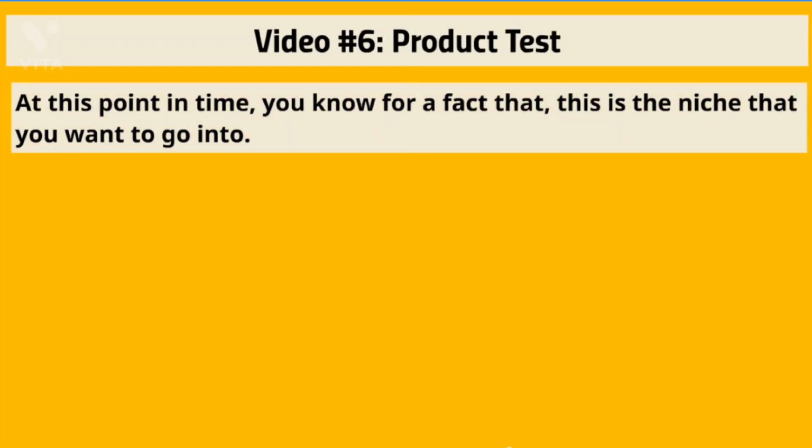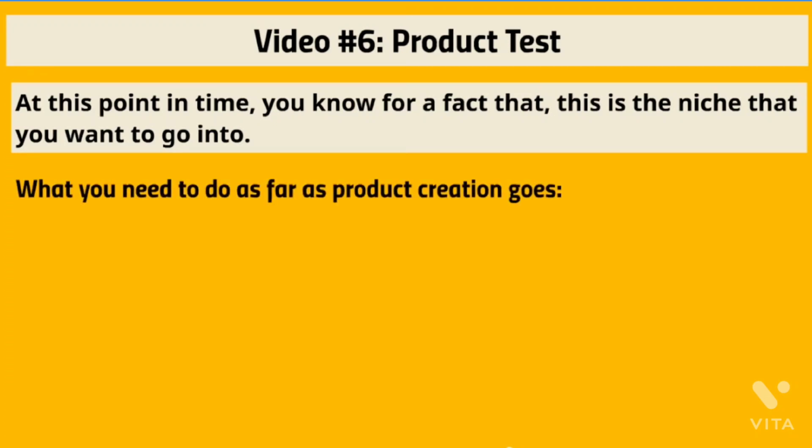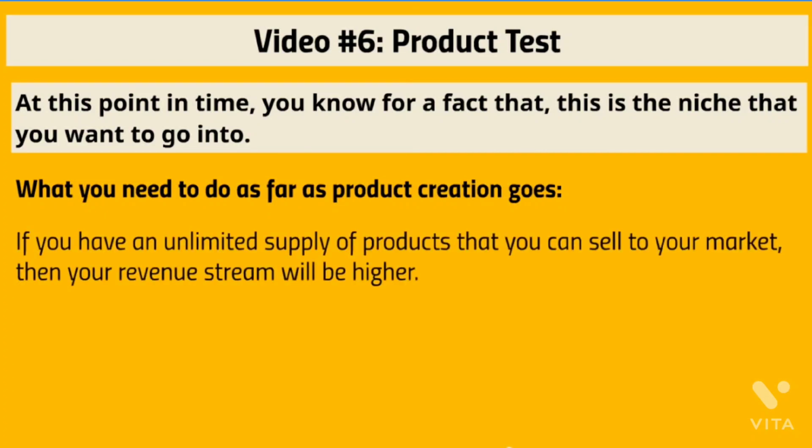Hello and welcome to video number 6, and let's go ahead and do the product test. Now, at this point in the time, you know for a fact that this is a niche that you want to go into. But what we need to do now is make sure that we are going to be able to profit from this blog. So what you need to do as far as product creation goes is figure out if you have an unlimited supply of products that you can sell to your market. Because the more products that you have, the higher your revenue stream is going to be.